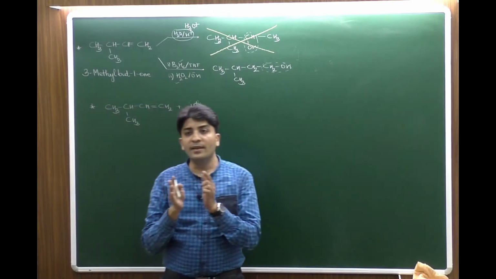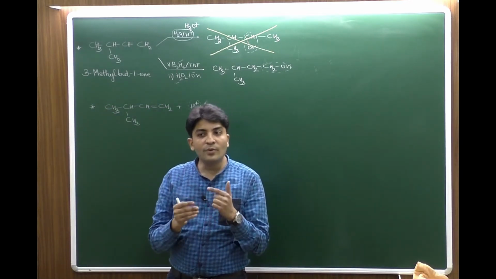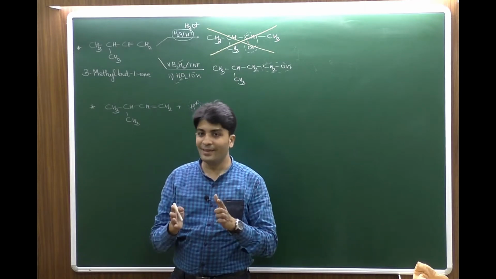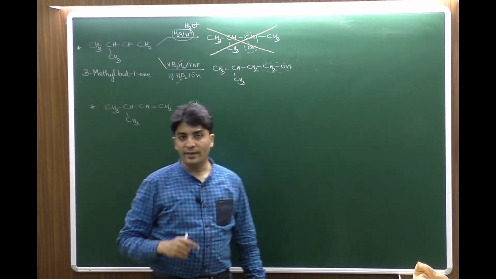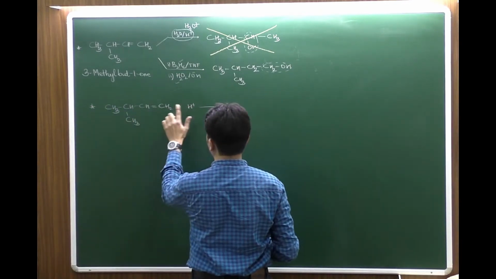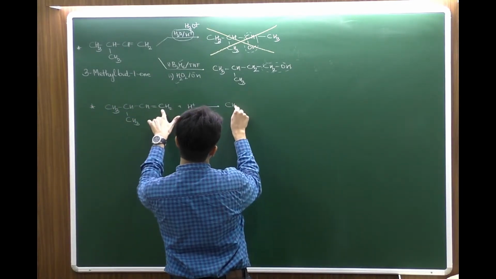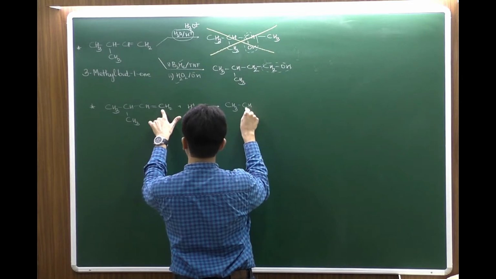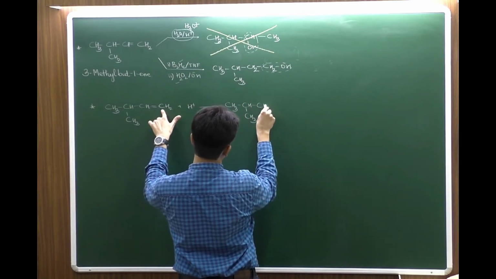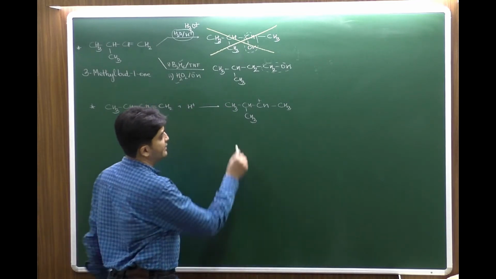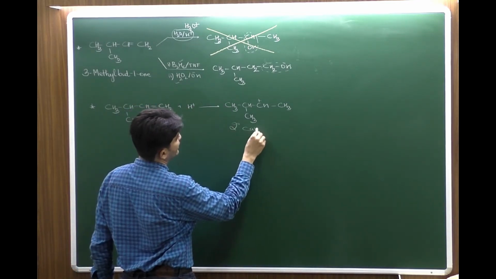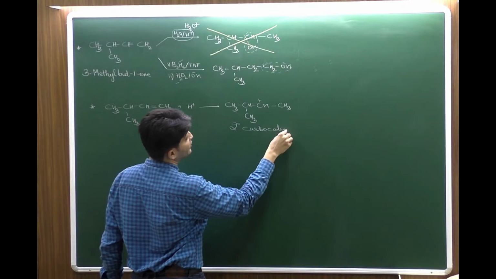Now, if there is primary and secondary, the yield would be more for a secondary carbocation, because the stability is 3 degree, 2 degree and 1 degree. Hence, this H plus will add to this carbon, giving you CH3, CH plus and CH3. So that's the secondary carbocation formed as the intermediate of the reaction.